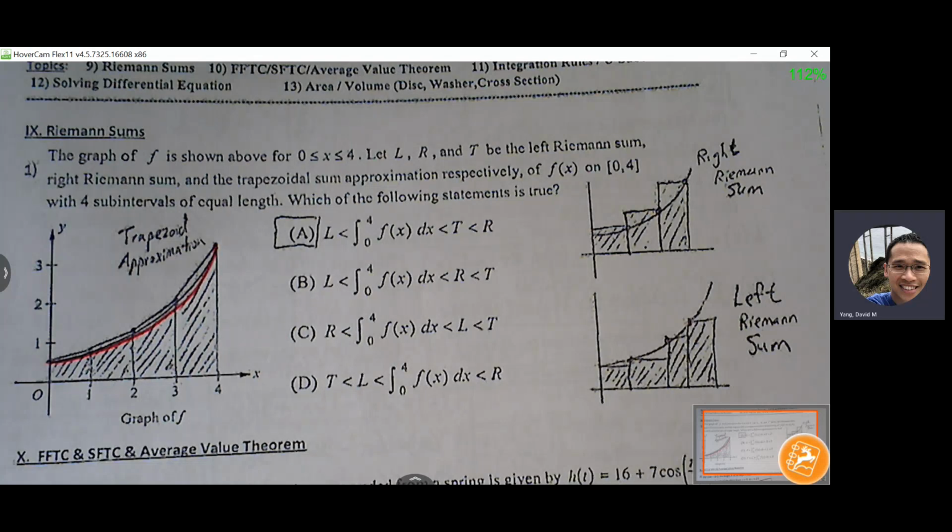Okay, left Riemann sum, this is where for each subinterval, you're attaching the upper left corner to the curve and letting that be the height of each subinterval. We can tell that these are inscribed rectangles. This is going to be the lowest approximation. So we have the lowest approximation here, followed by the exact area, followed by a slight over approximation, and followed by an obvious over approximation.